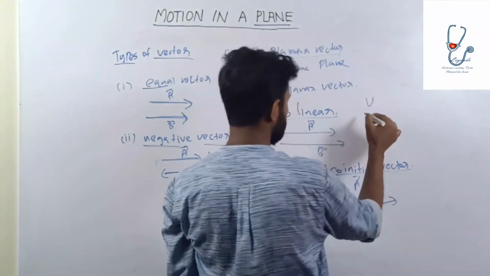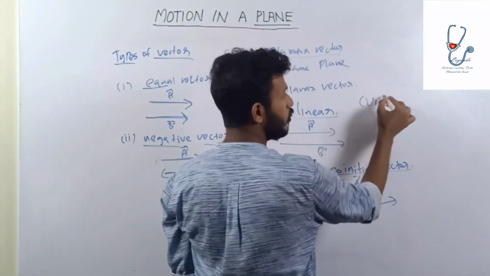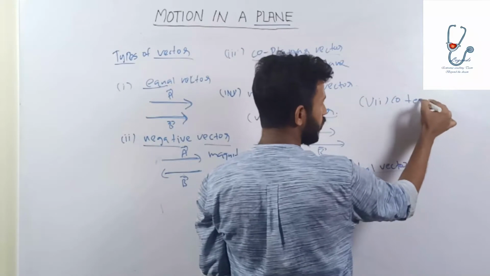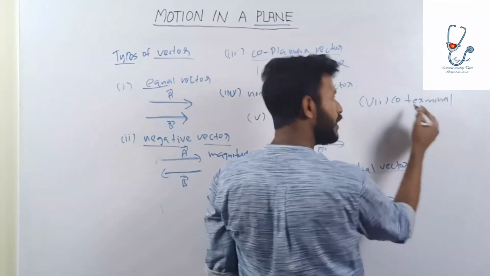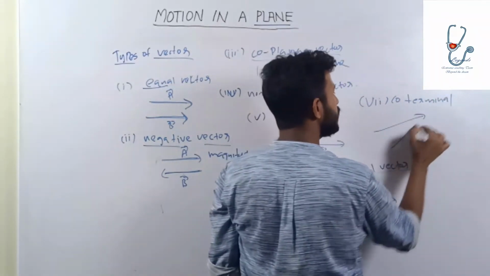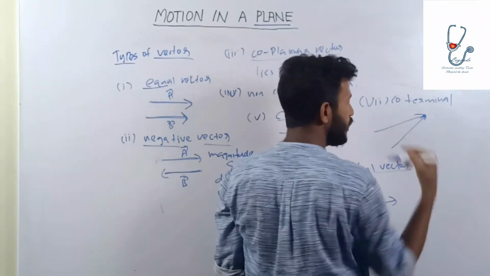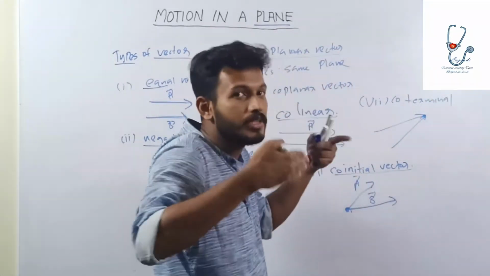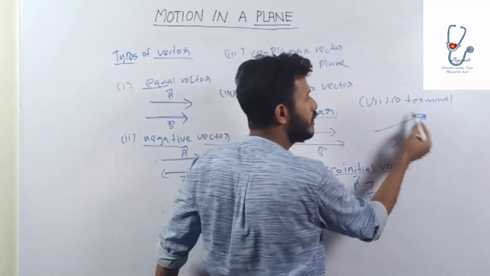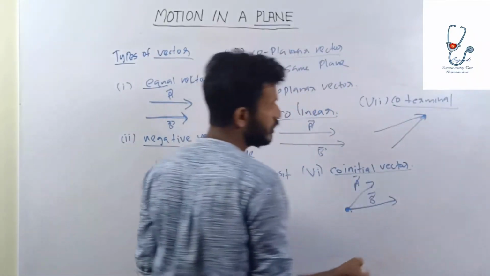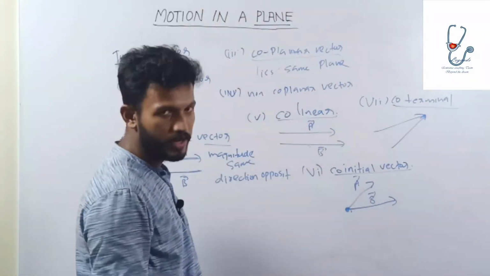Number 7. Coterminal. Very simple. Coterminal vector. What does it mean? Two vectors end at the same point. Their heads are joined together. Coterminal vectors. Clear? These are the types of vectors.